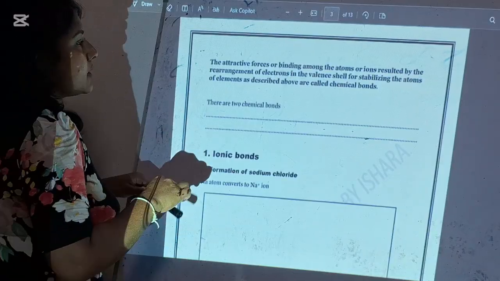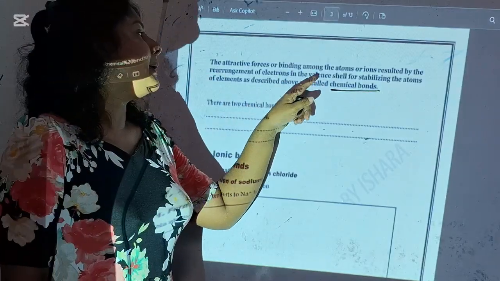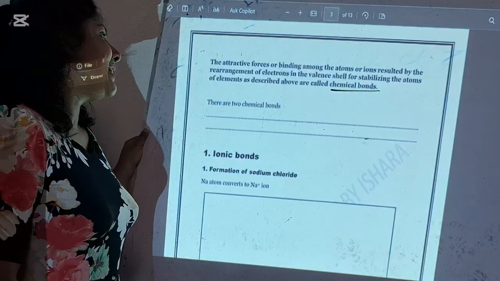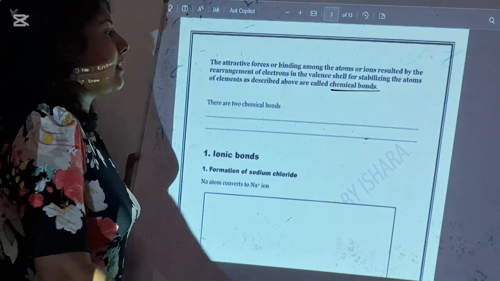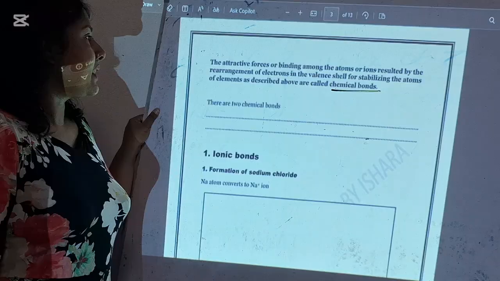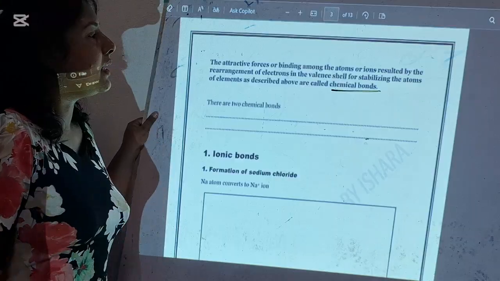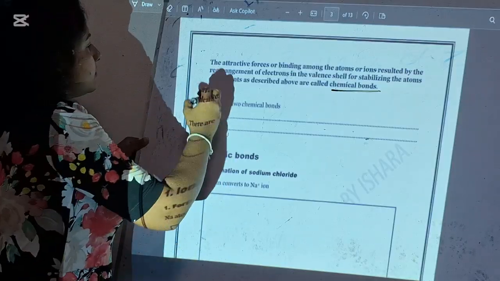What are called chemical bonds? The attractive forces among the atoms or ions, resulting from the rearrangement of electrons in the valence shell to stabilize the atoms of elements as described above, are called chemical bonds.